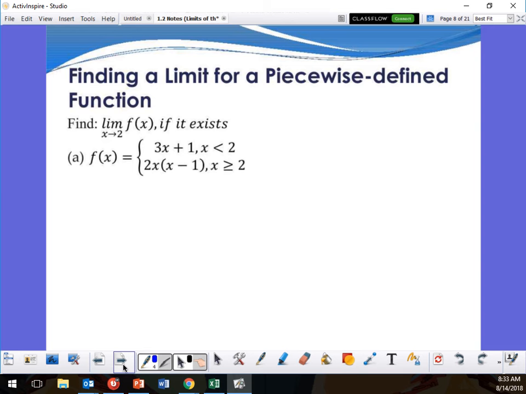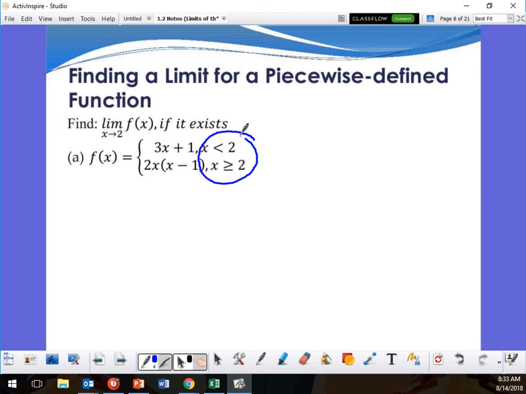So 2 is the point at which both of these come together, right? That's what I'm looking at here. I'm going to look at that part right there. So if I'm finding the limit at 2, I'm looking here first. Because if this said 1, which one would I plug it into?